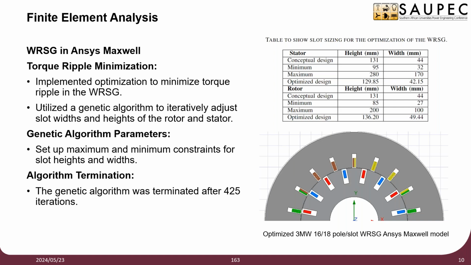These sizing constraints for the slot dimensions are shown in the table, as well as the optimized values of 129.85 millimeters and 42.15 millimeters for the stator's height and width, and 136.2 millimeters and 49.44 millimeters for the rotor height and width. These optimized values were close to the original conceptual design values.